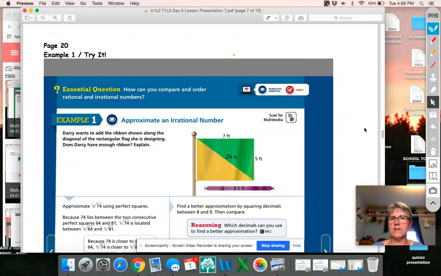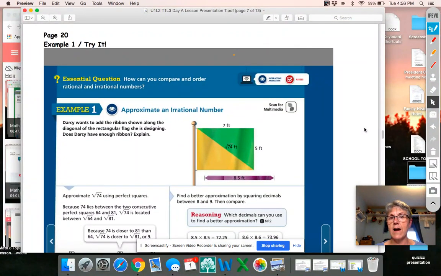Today we're going to be doing lesson 3 in topic 1. The last lesson we did was lesson 2, and in lesson 2, we learned how to tell the difference between rational and irrational numbers. Today we're going to use what we know about the square roots of perfect squares to estimate the value of the irrational numbers that are square roots of non-perfect squares.